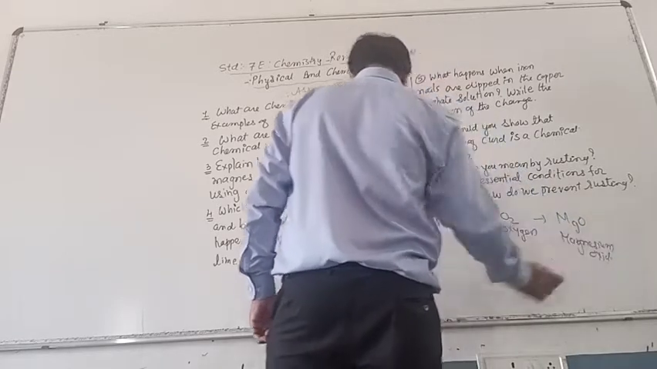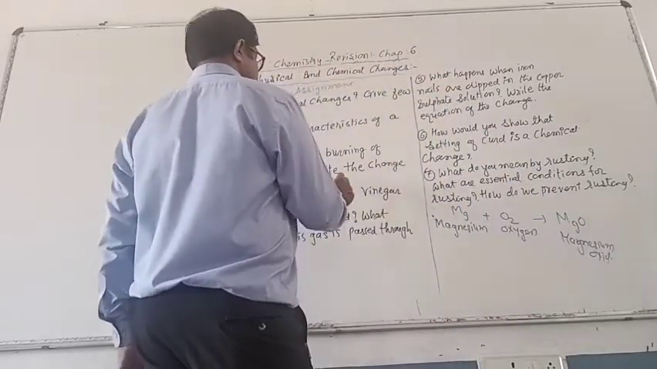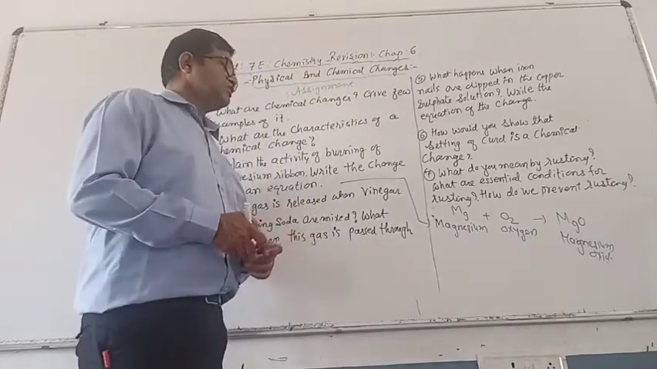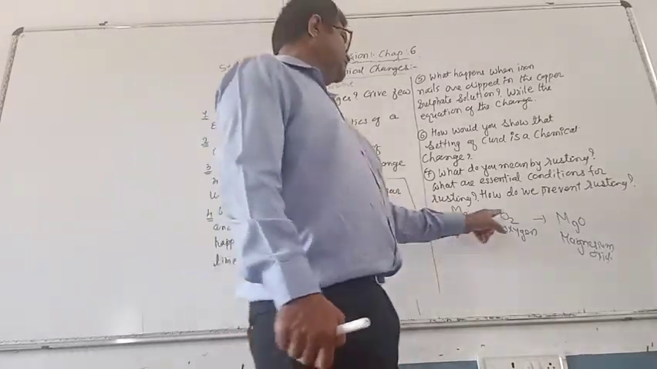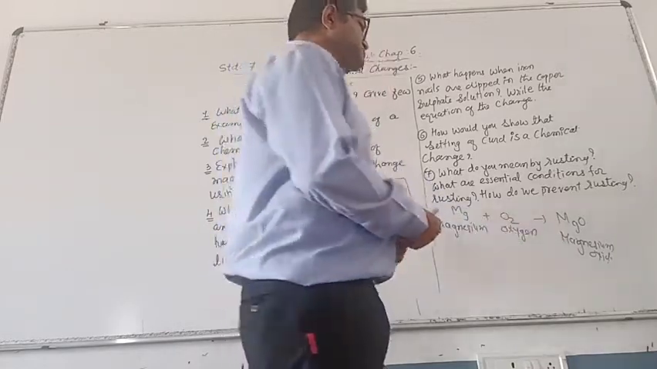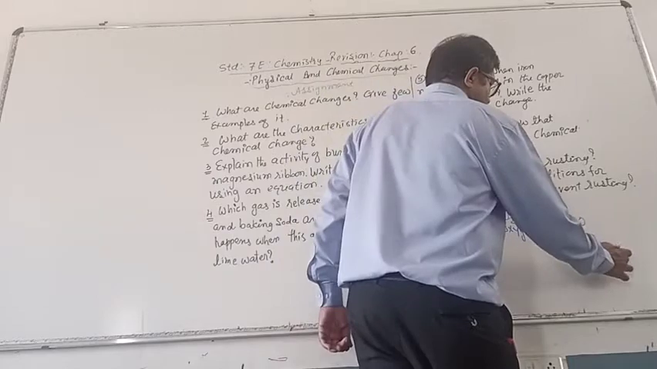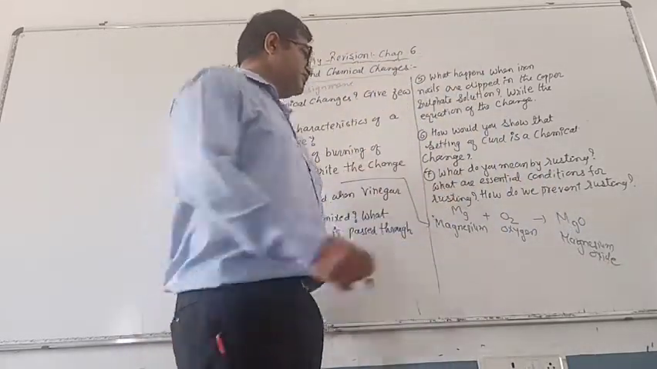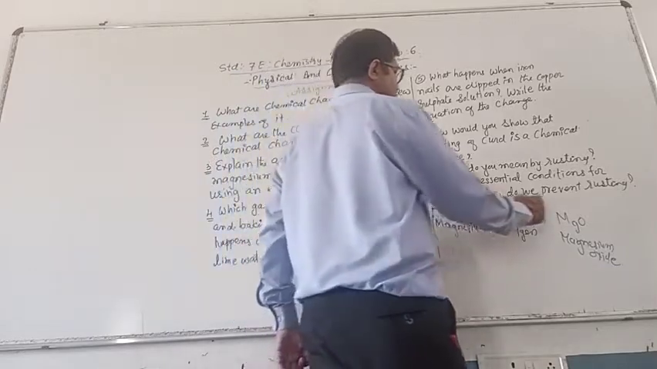So that is the equation of magnesium ribbon burning. Magnesium, when it reacts with oxygen, makes magnesium oxide. That is the change which we can represent in the form of an equation also.